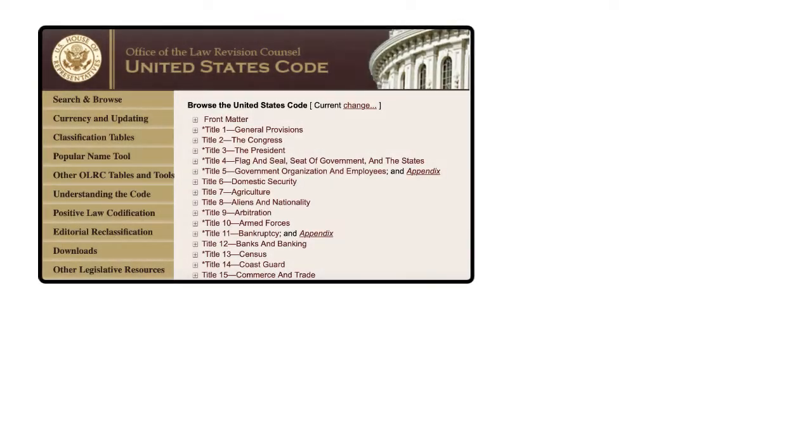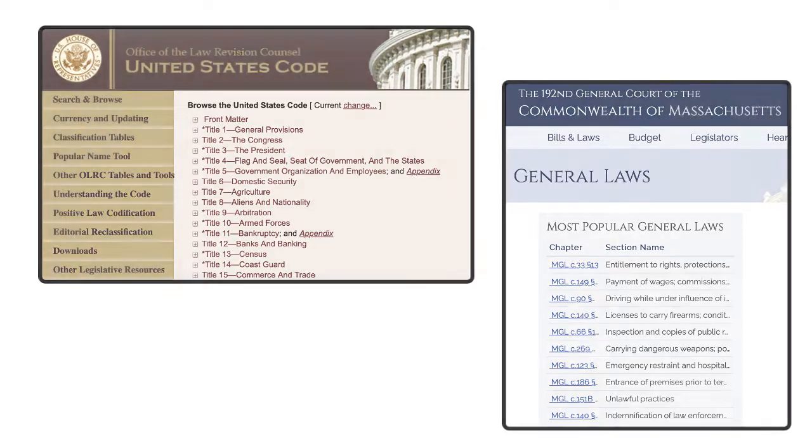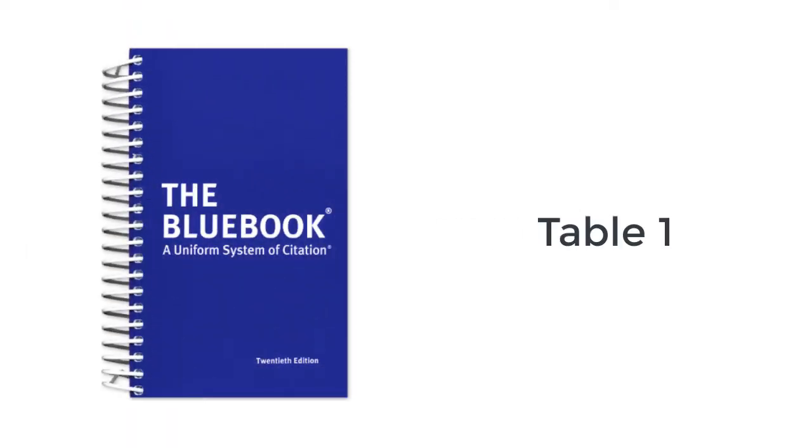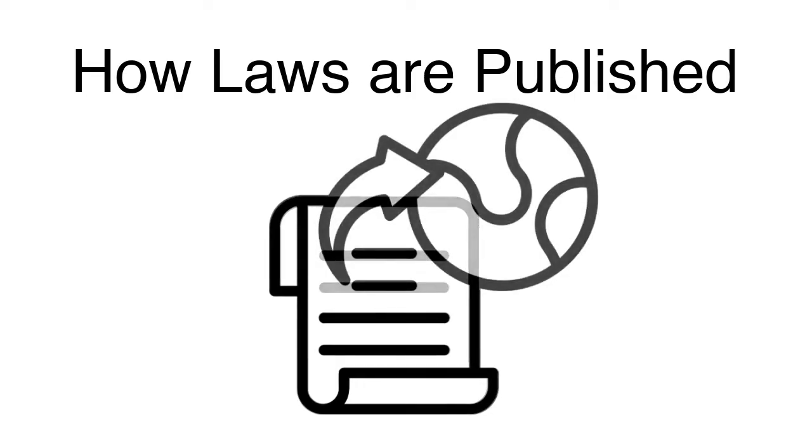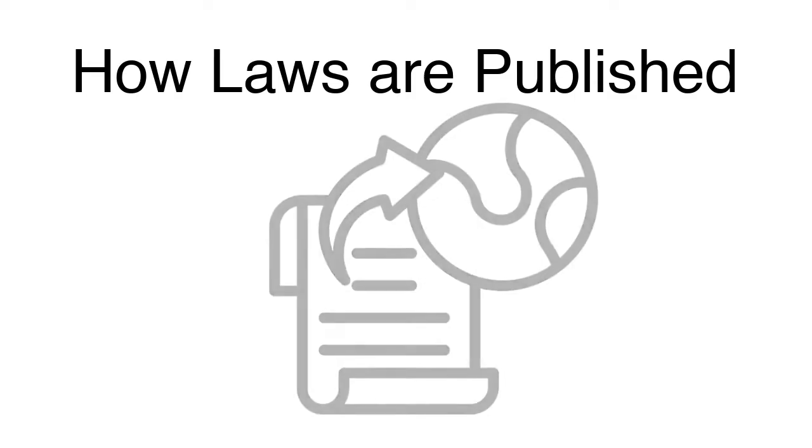Statutes can be organized by titles, chapters, or code names. Table 1 of the Blue Book can help you to determine how statutes are organized in your jurisdiction. Statutes go through a publication process. Understanding how laws are published will help you to understand how to find them online.